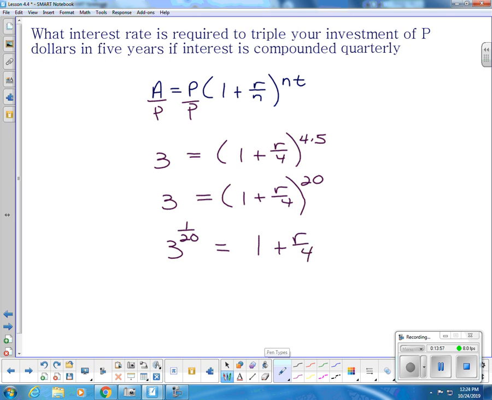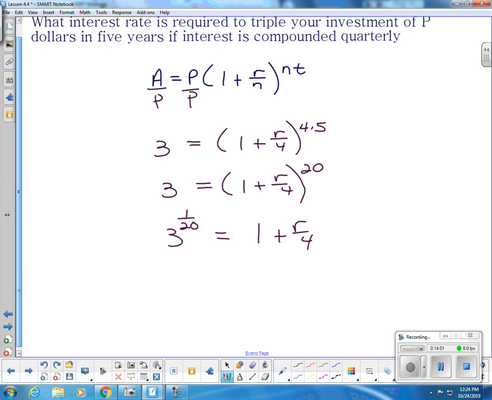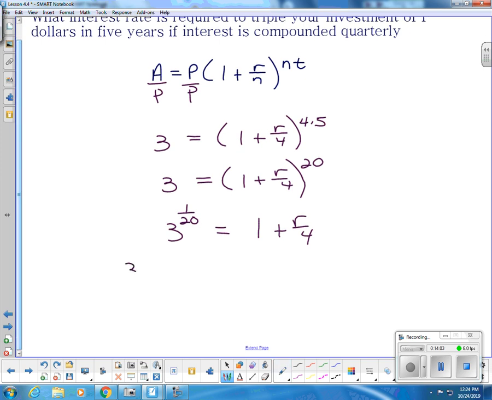And I'm still working to get the r by itself. What's the next thing to move? Subtract 1. Still not touching my calculator. Last step, I want to get the r by itself. Multiplied by 4. So that would be the entire side gets multiplied by 4. All right, so this is just solving.